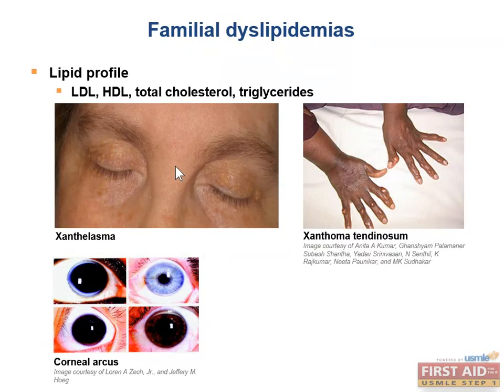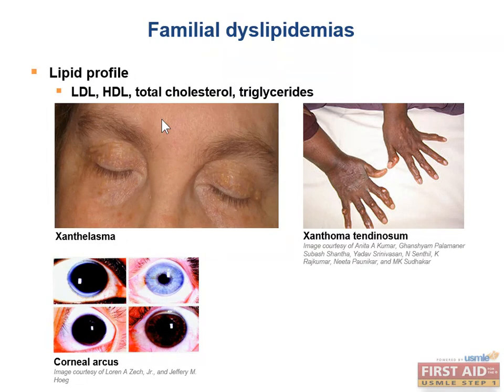All right, let's talk about the things that can go wrong with lipids and lipoproteins. A standard lipid profile is going to measure your LDL, your HDL levels, your total cholesterol, and also your triglycerides. A dyslipidemia is any significant difference from normal values in a lipid profile. High LDL and low HDL are both well-established risk factors for atherosclerosis and coronary artery disease.